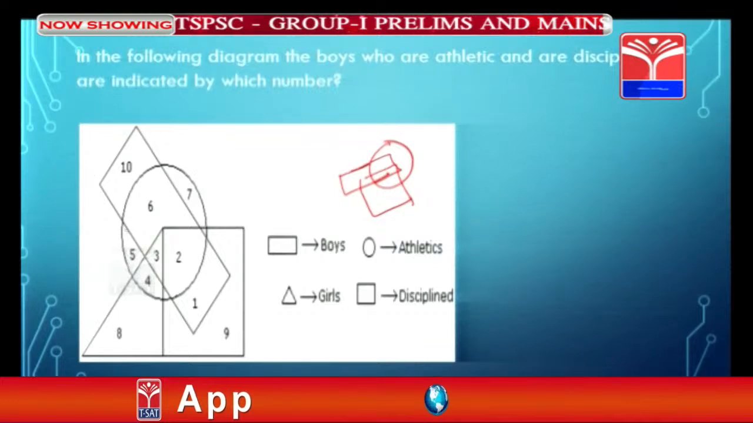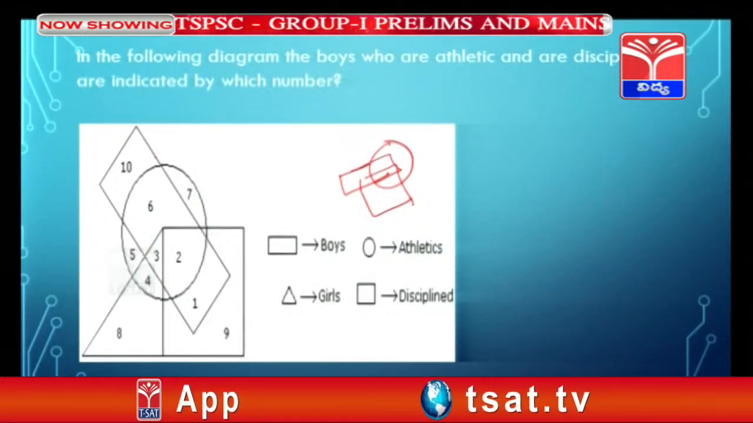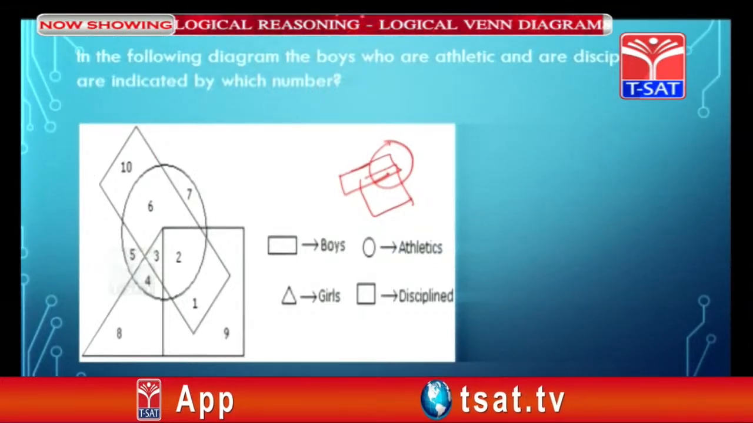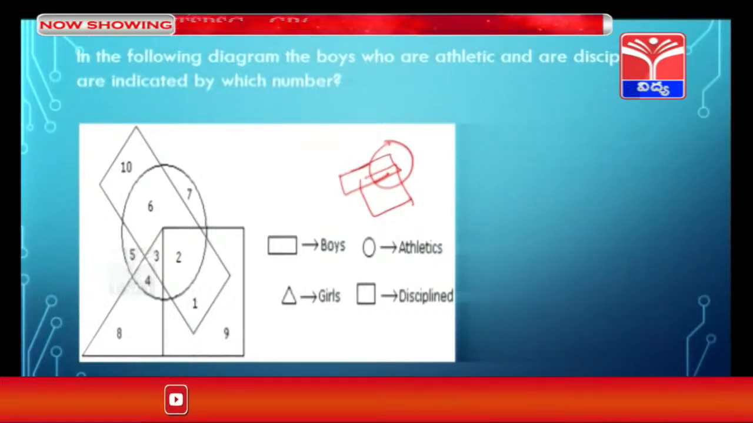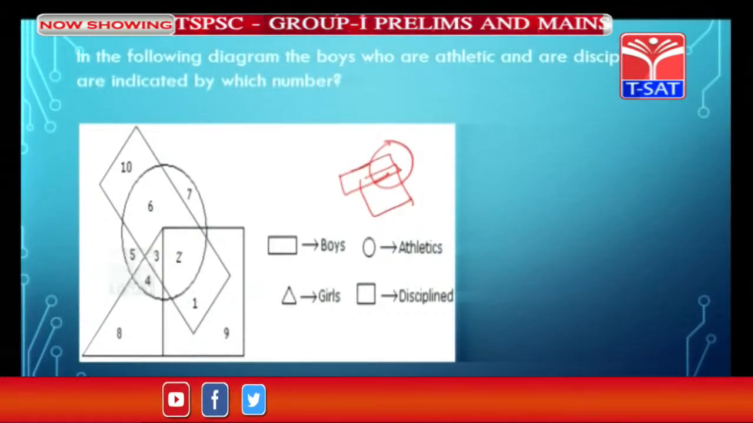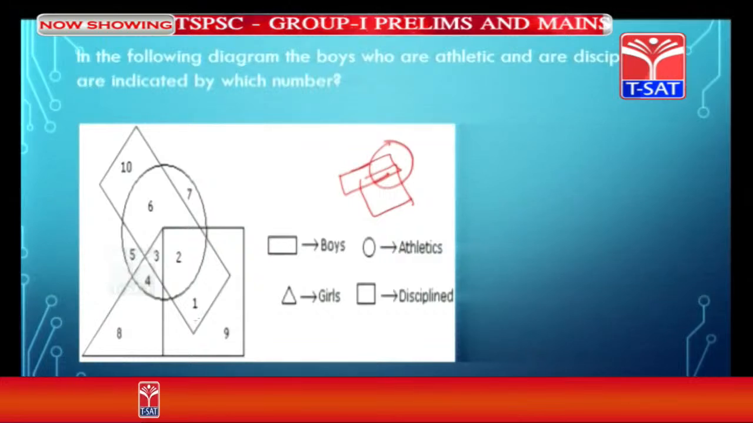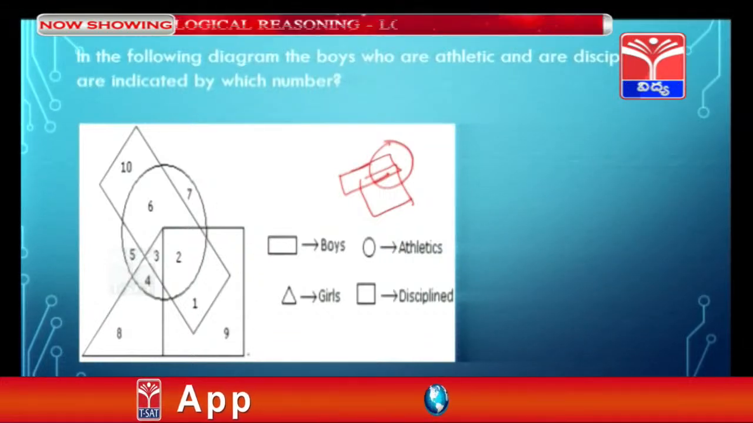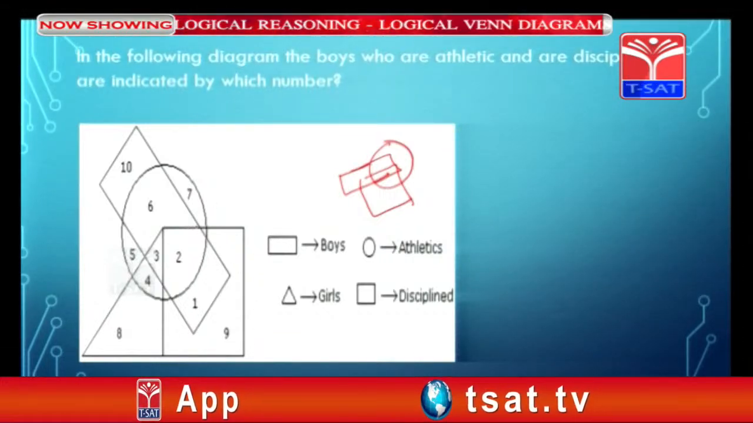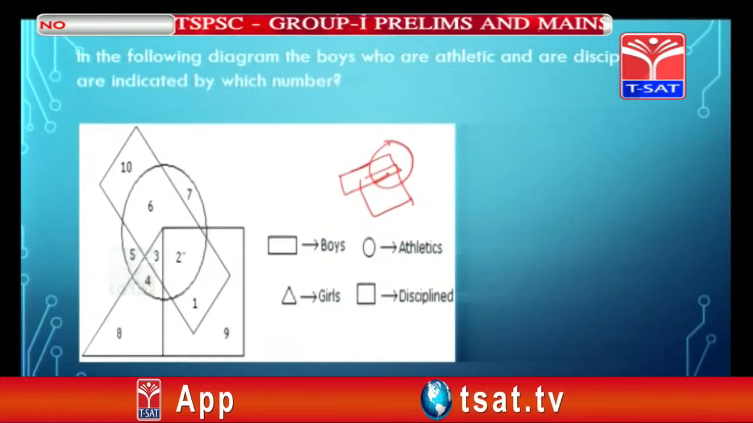This is a rectangle, correct, and circle. 1 is ruled out because 1 is not in the circle. Okay. When you consider 2, 2 is in the circle, 2 is in the rectangle, 2 is in the square. So 2 is the answer, correct.